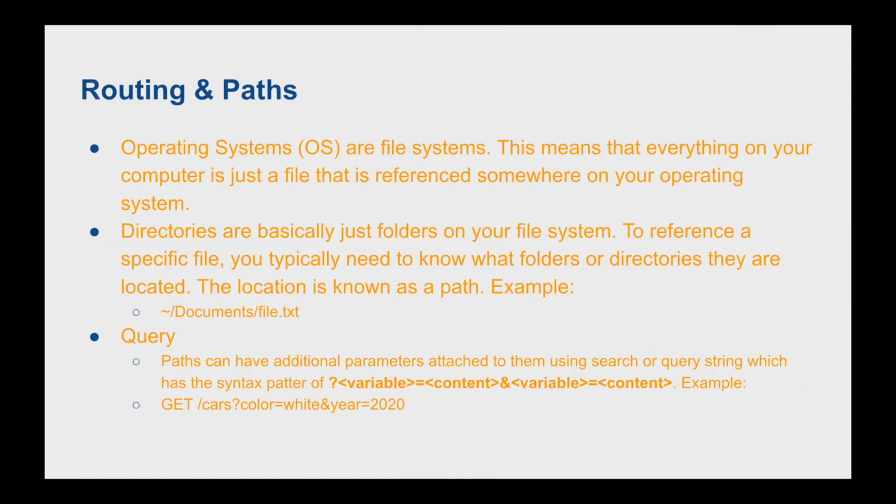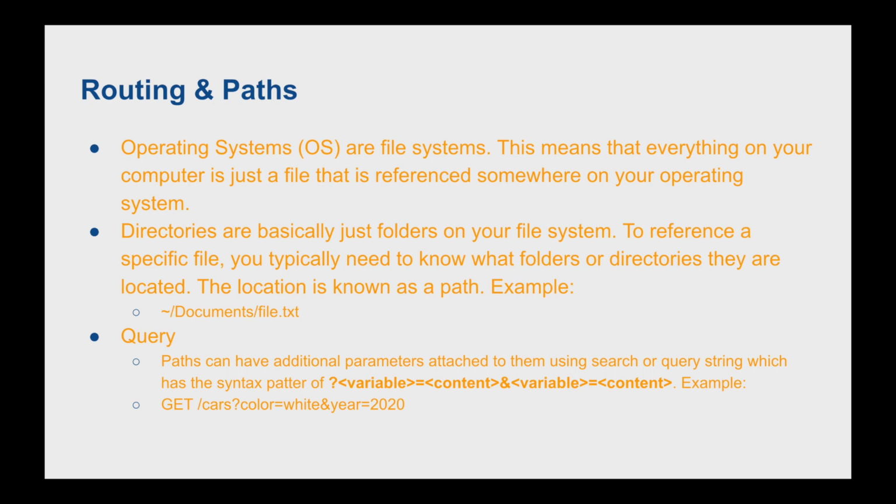All right, routing and paths. So, operating systems, or OS for short, are called file systems. They're synonymous. This means that everything on your computer is just a file that is referenced somewhere on your operating system. Quite redundant, I know, but this is the reality. So, given that we have things on our operating systems that are called directories, they are basically just folders on your file system.